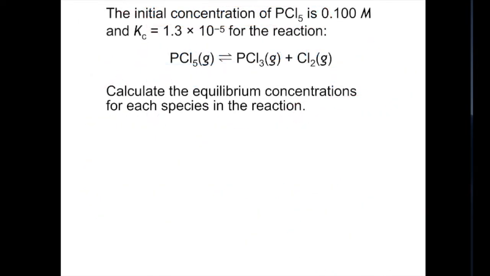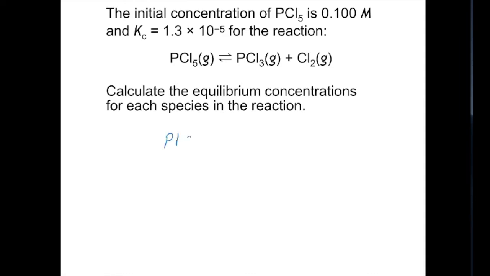Okay, so let's go through another example. Initial concentration of PCl5 is 0.1 molar, and Kc is 1.3 times 10 to the minus 5 for the following reaction. Calculate the equilibrium concentrations for each species in the reaction. So again, we're not given much information. We're just given an initial concentration of a reactant and an equilibrium constant. So first, let's set up the ICE table.